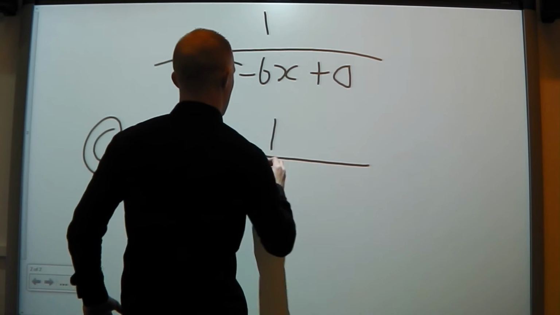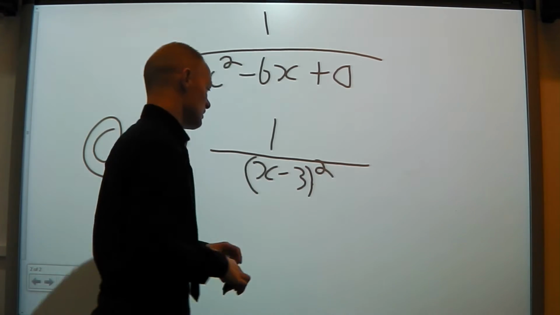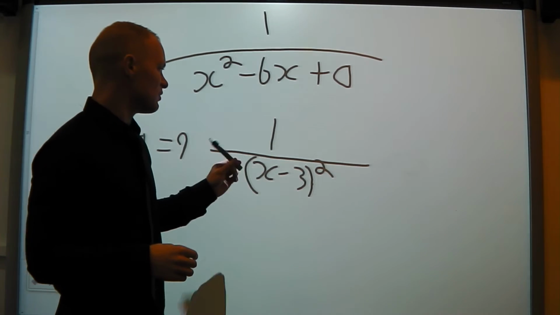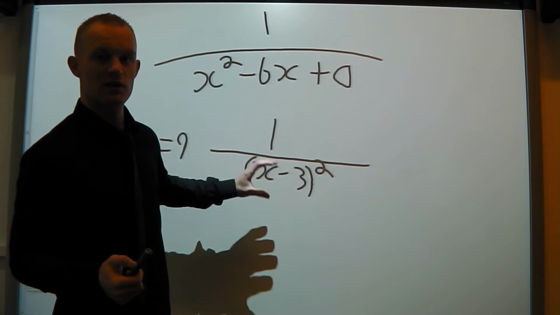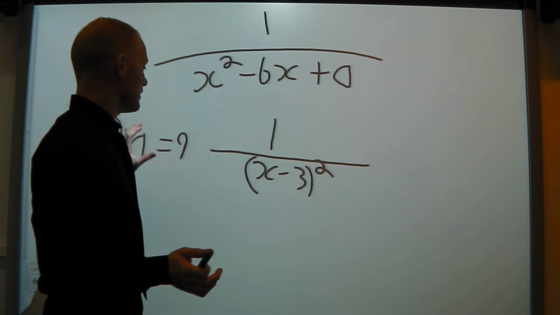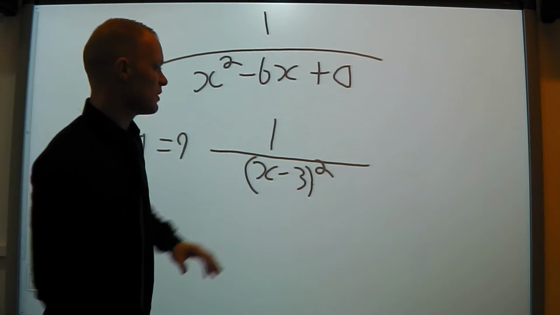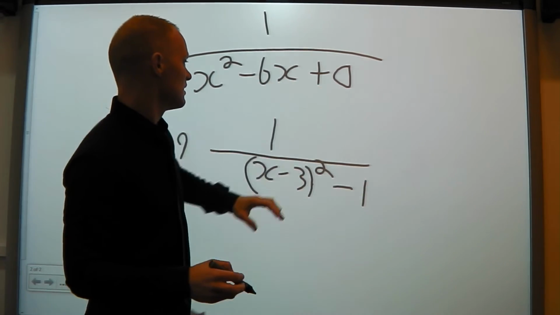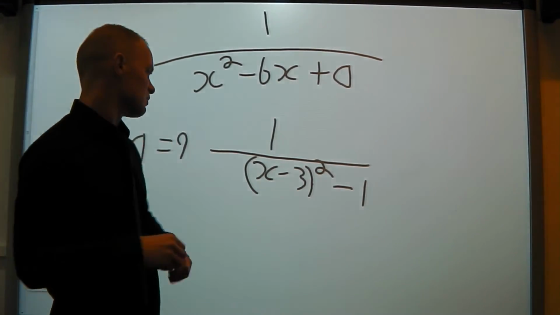1 all over (x minus 3) all squared. So that implies that f of x is going to be greater than 0, because any real number squared is always going to be greater than or equal to 0. But say if we had a equal to 8, well that's the same as 1 over (x minus 3) all squared minus 1. So basically it's x squared minus 6x plus 8. We're just rewriting 8 as plus 9 minus 1.